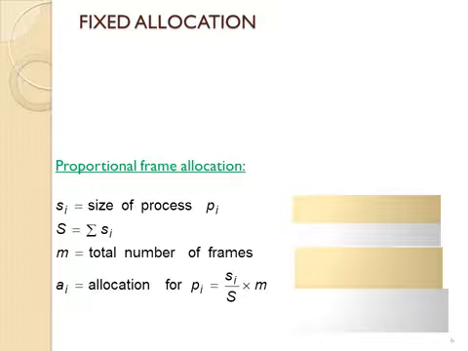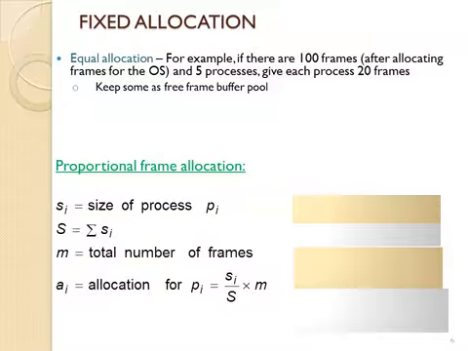So the fixed allocation says that you're going to give an equal allocation to each process. So what that means is if you have, say, 100 frames available and 5 processes, you're going to give 20 frames to each process. And then if a process doesn't even need 20 frames, then you have extra frames that could be available globally in a pool for processes to use.